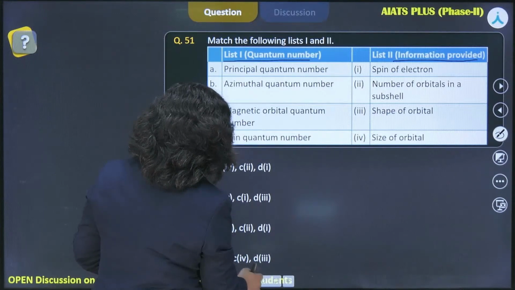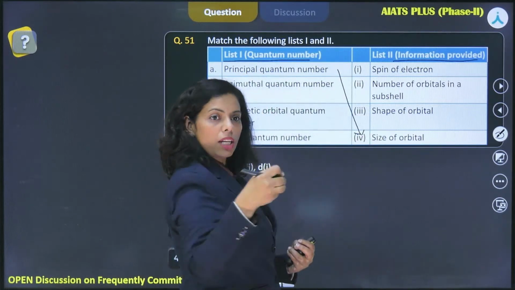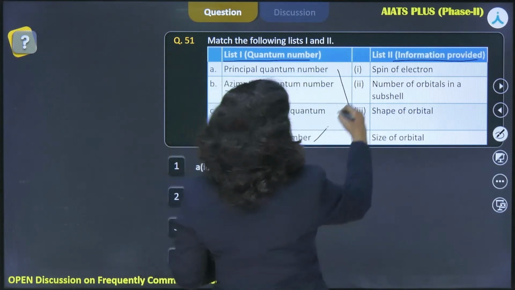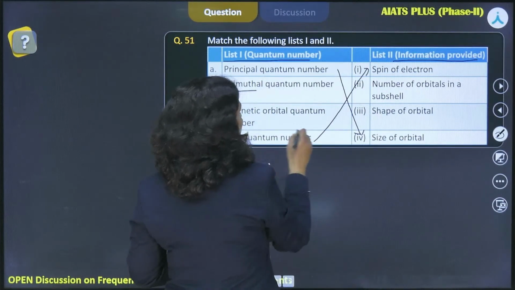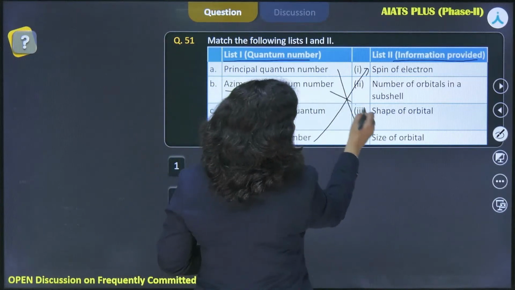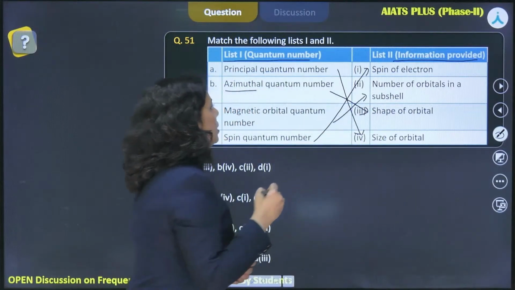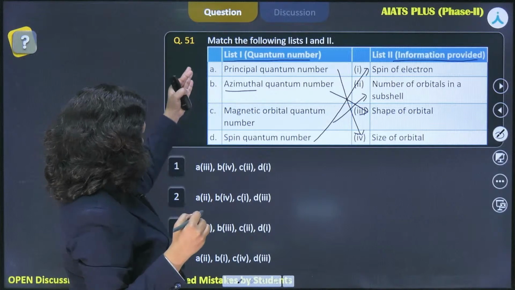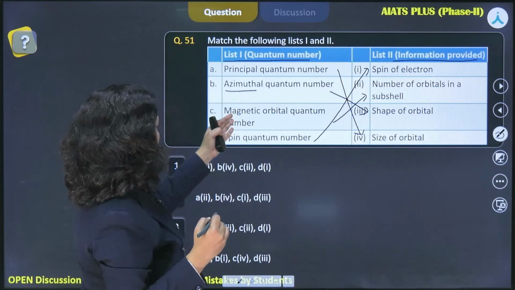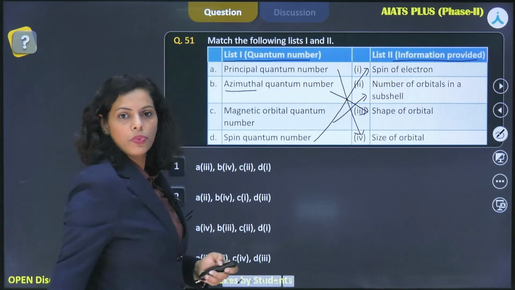Now let's match. Okay, principal quantum number, the size of orbital, energy could also have been there, right? Azimuthal quantum number, so the spin quantum number I am matching with the first one, the topmost one. Then azimuthal quantum number, shape of orbital, and further the magnetic quantum number gives us the number of orbitals in a subshell, right? So if I am matching it, then A is matching with the fourth one, B is matching with the third one, C is matching with the second one, and D is matching with the first one. So the third option is the right answer for this question, right?